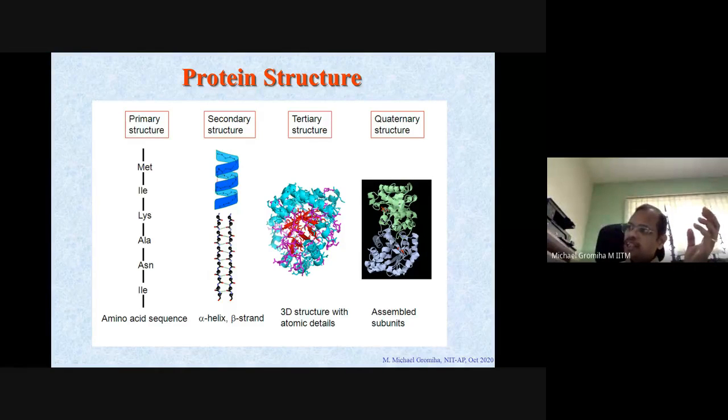Here the chains can be the same or different. If they are the same, they are called homo. If they are different, it is called hetero. Depending upon the number of subunits in this quaternary structure, it is a dimer, trimer, or tetramer.